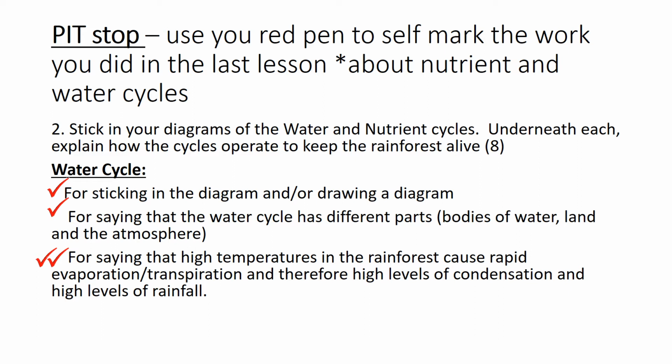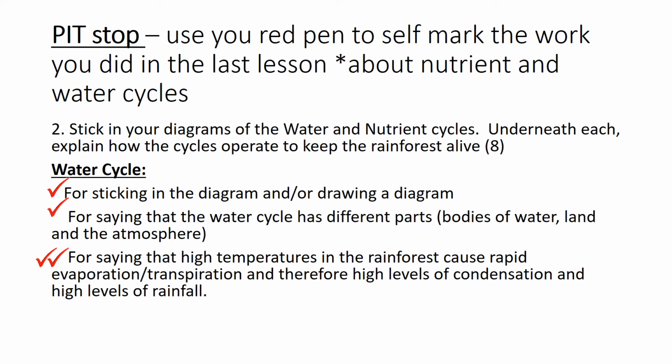That was the task. So for the water cycle, you give yourself a red tick if you have done the following. So you get a red tick if you've stuck the diagram in or drawn a diagram. There's some form of diagram of the water cycle in your book. You get another mark for saying that the water cycle has different parts. So bodies of water like rivers and lakes and so on, land, and the atmosphere. Some of you might have put living things as well, and that's fine. So the water cycle has got different components, and the water flows between those components basically. So you get another mark for saying something along those lines.